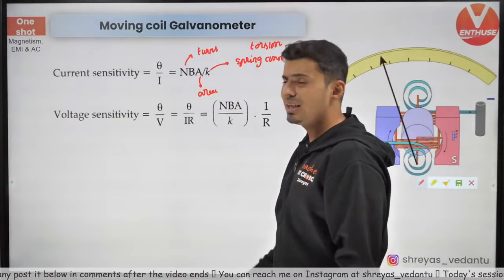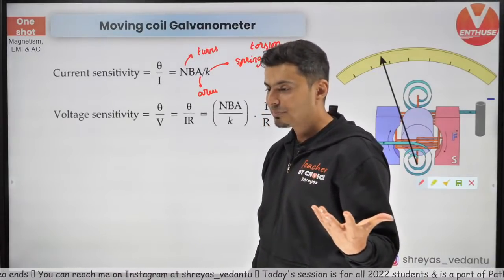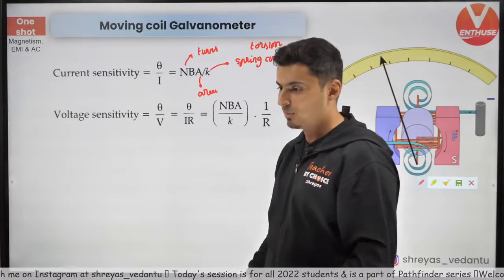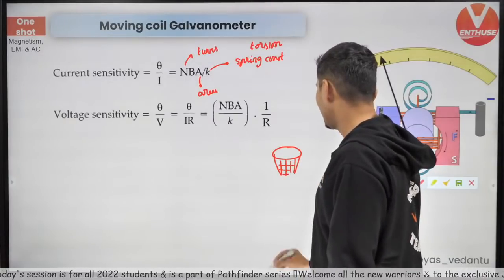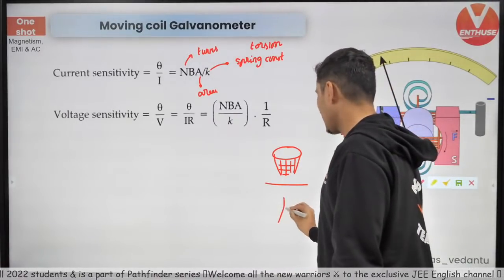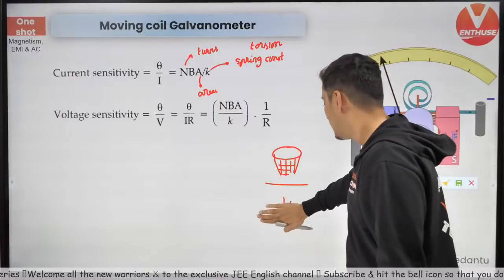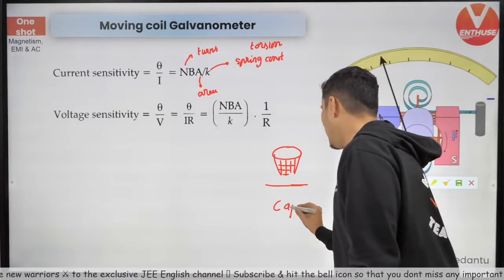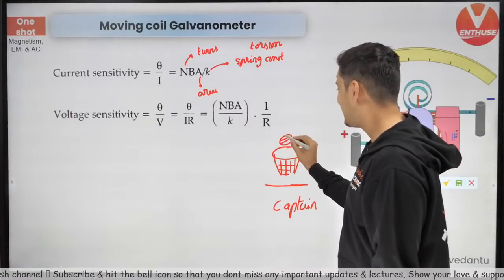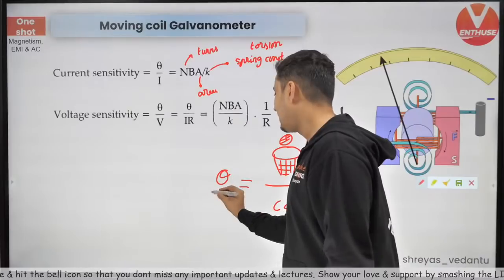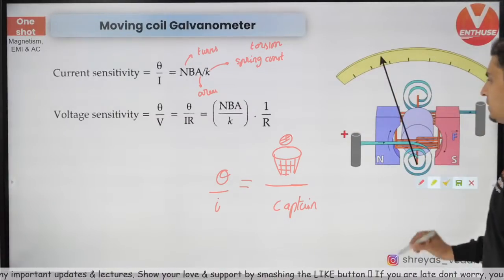Okay. How do you remember NBA? NBA is associated with which game? Football, cricket, badminton, tennis, basketball. Yes, NBA. So remember the basketball, and you have the captain K, or you can call it C also. Some books also use the symbol C instead of K for a torsional constant. So the captain of the basketball team is below. So NBA by captain, that is your theta by current. That is your angle by current. That's it. So that's an easy way to remember.